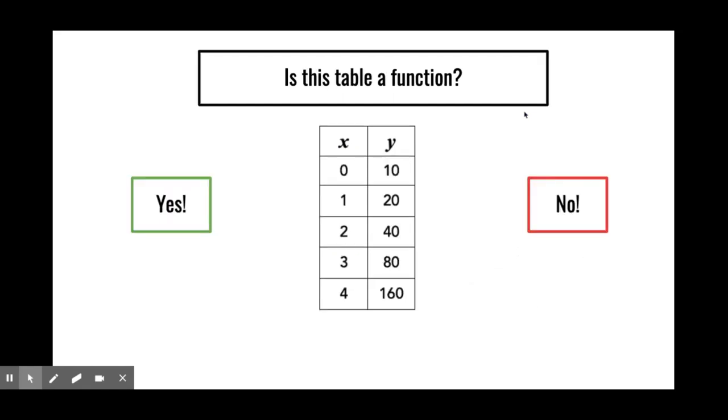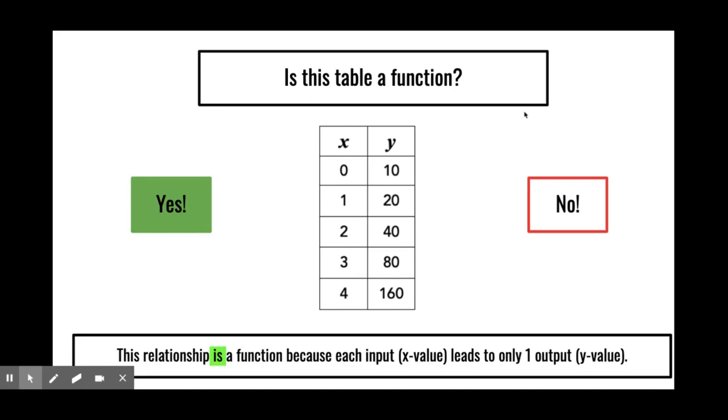Now, what about this table? Is this table a function? Yes, this relationship is a function because each input, x value, leads to only one output, y value. For example, if I asked you if the input is 3, what's the output? You would say 80. When the input is 3, the output is 80, and that is the same for each of the other inputs.